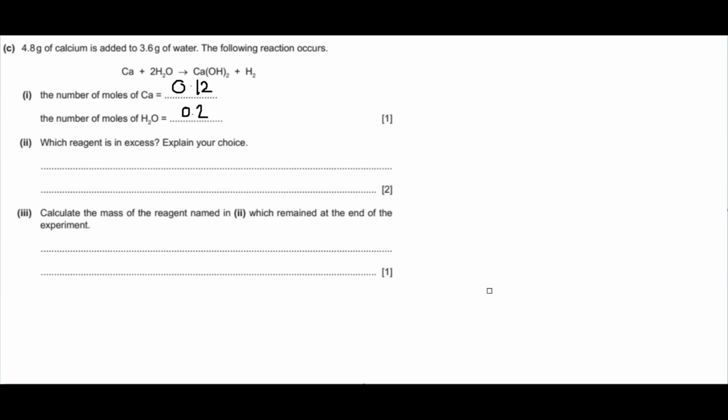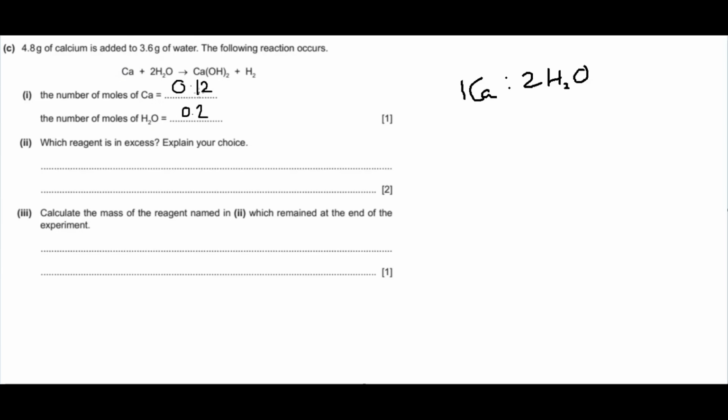Which reagent is in excess? Explain your choice. Okay, so what I need to do is look at how much should be reacting. If I look at the ratio, it's 1 calcium to 2 waters in my equation here, because remember there's an invisible 1 right there. So 1 calcium to 2 water.